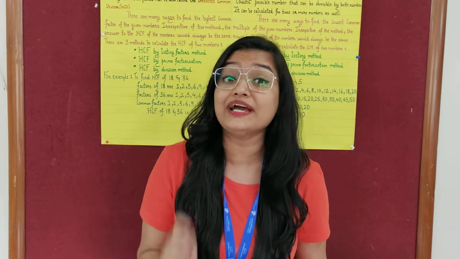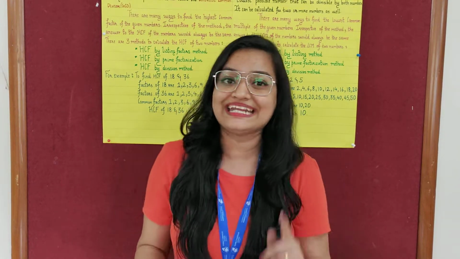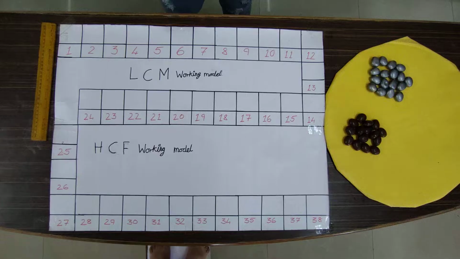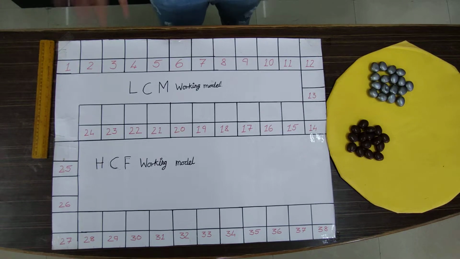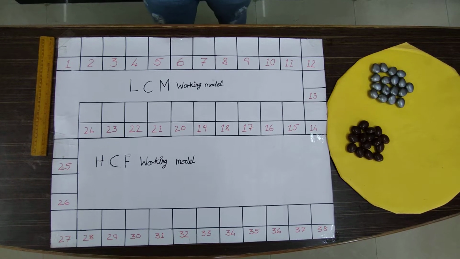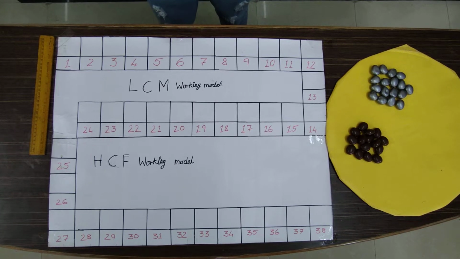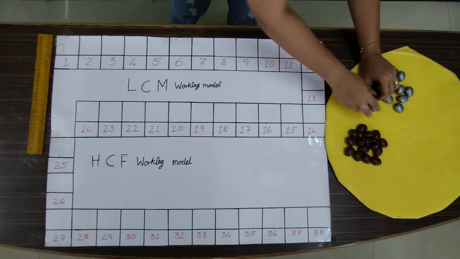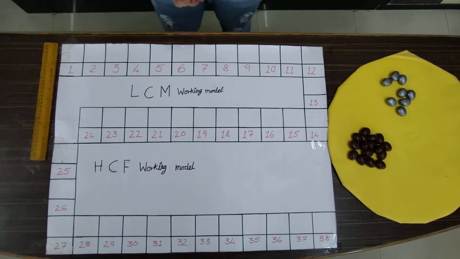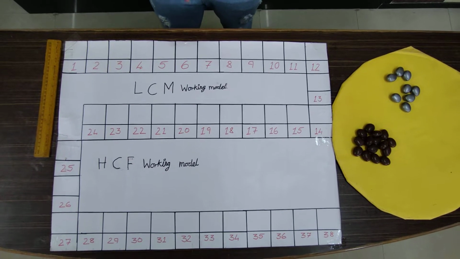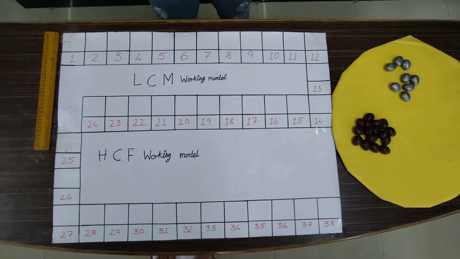So let's take an example like 18 and 36, and with the help of the teaching aid, we are going to find out the HCF of 18 and 36. Let's start. To find the HCF of 18 and 36, we need the factors of 18 and 36. So let's see 18's factors first. I am taking a few pebbles over here, and we have to consider the factors of 18.